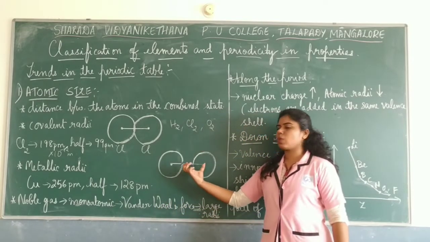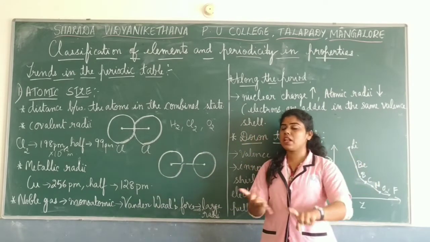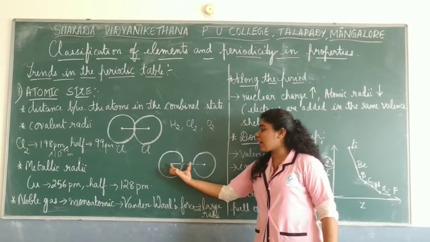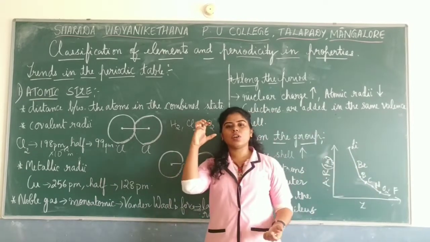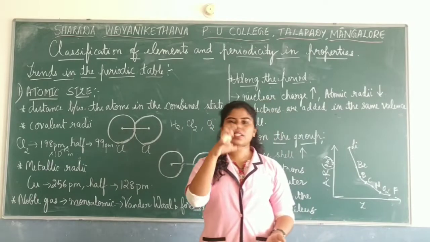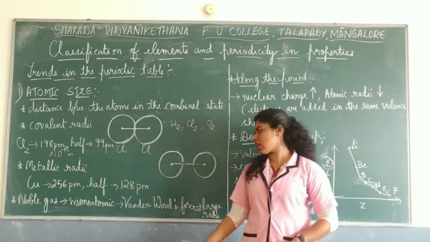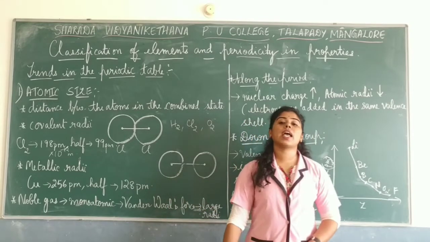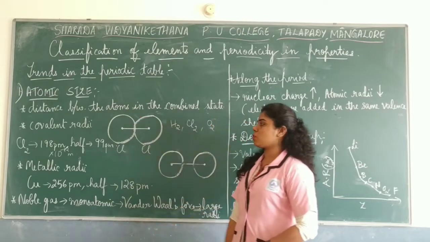Noble gases will have this van der Waals force. They are in the gaseous state, they are stable, and they are far away from each other. So the radii would be large enough. We can't find it exactly, precisely, but there is an approximate value. There might be a few errors, but the radii of the noble gases is said to be very large. I hope this part is clear.